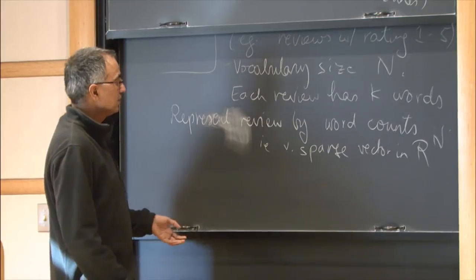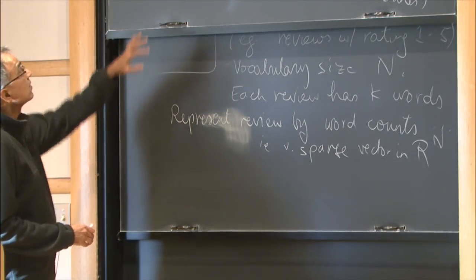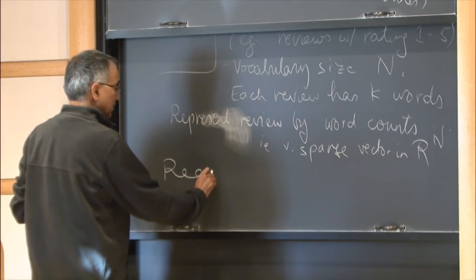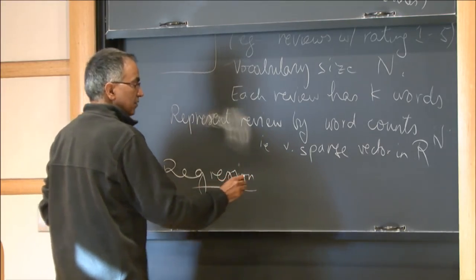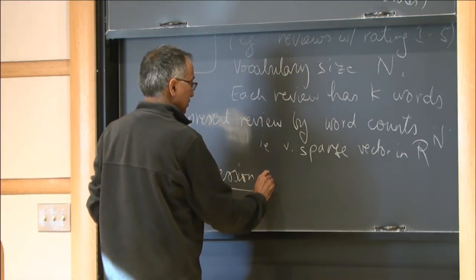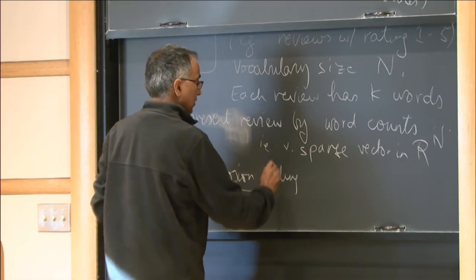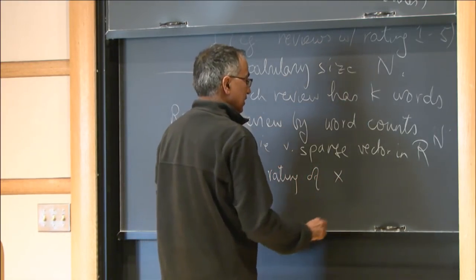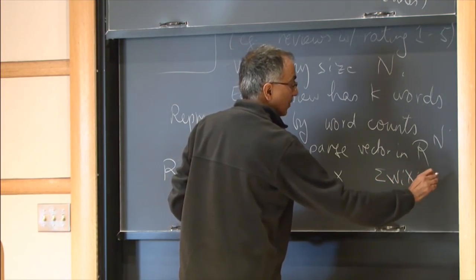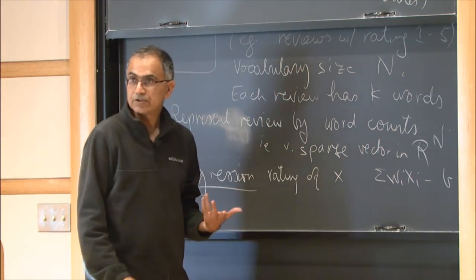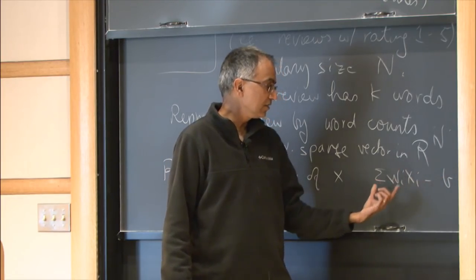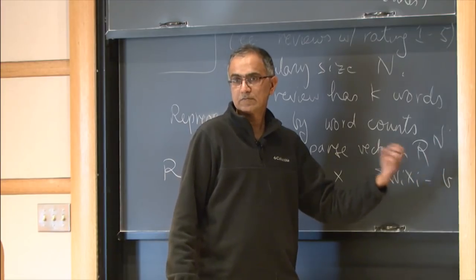Now the classifier that you train is basically what's called a regression classifier. So this is a vector x_i. The rating of x is something like summation w_i x_i minus b. So just a regression function, and this is linear. This is a real valued scalar, and you round it to the nearest rating.